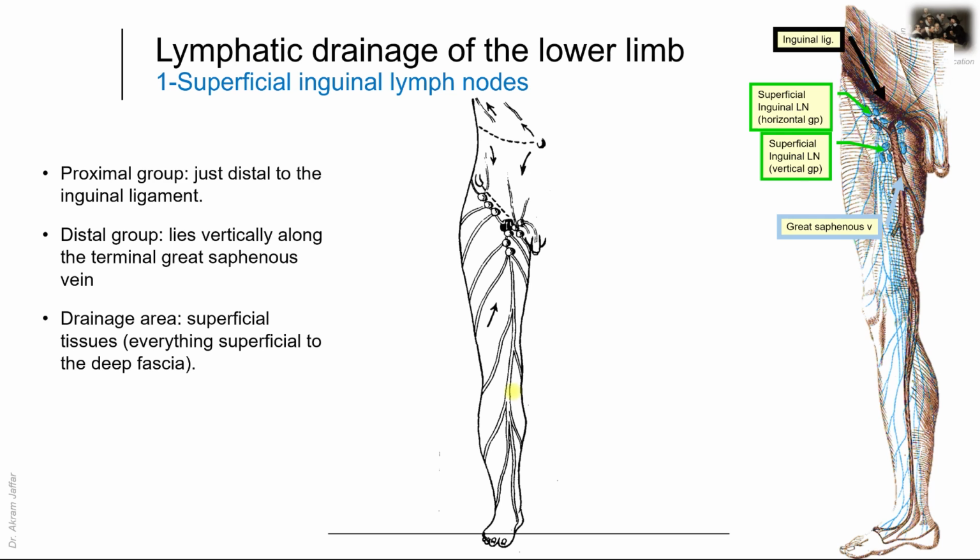There are about 10 nodes divided into two groups, either a proximal group, which is just distal to the inguinal ligament, or a distal group that lies vertically along the termination of the great saphenous vein. Remember that the superficial lymphatics usually accompany the superficial veins, and so these lymph nodes are closely related, as well as the lymphatic vessels, to the superficial vein in the lower limb, which is the great saphenous vein.